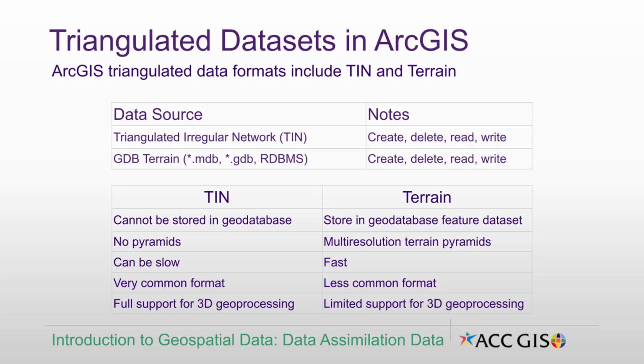The thing I like about TINs over terrains is that it is a very common format, and there is full support for 3D geoprocessing, not just in GIS, but also, for example, in computer-aided drafting software. Terrains are a much less common format, and there's limited support for 3D geoprocessing. There are even some geoprocesses in ArcGIS that can only work on TINs and not terrains. So which format you use depends on what you're trying to accomplish.